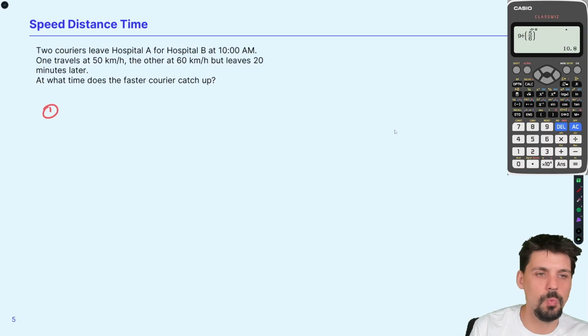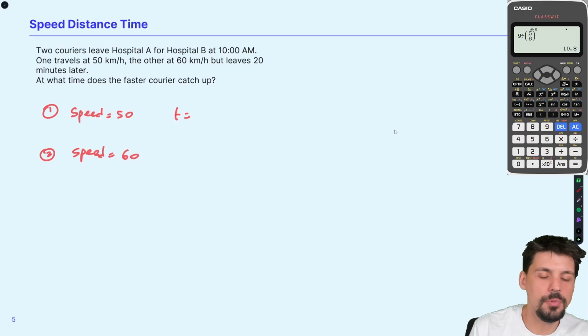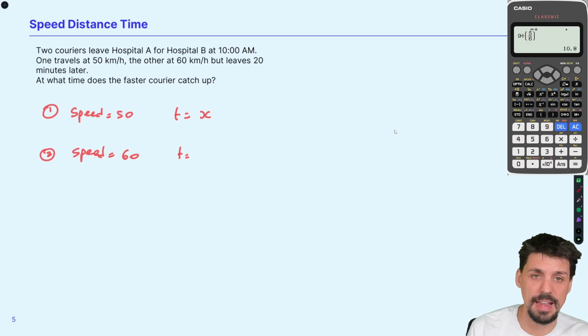So let's go courier 1. We know his speed is 50. And courier 2, we know the speed is 60. Now, how long does courier 1 travel for? We don't know, so let's just call it X. How long does courier 2 travel for? Well, we do actually know something about that because he leaves 20 minutes later. Now, very careful, units. 20 minutes is 1/3 of an hour.